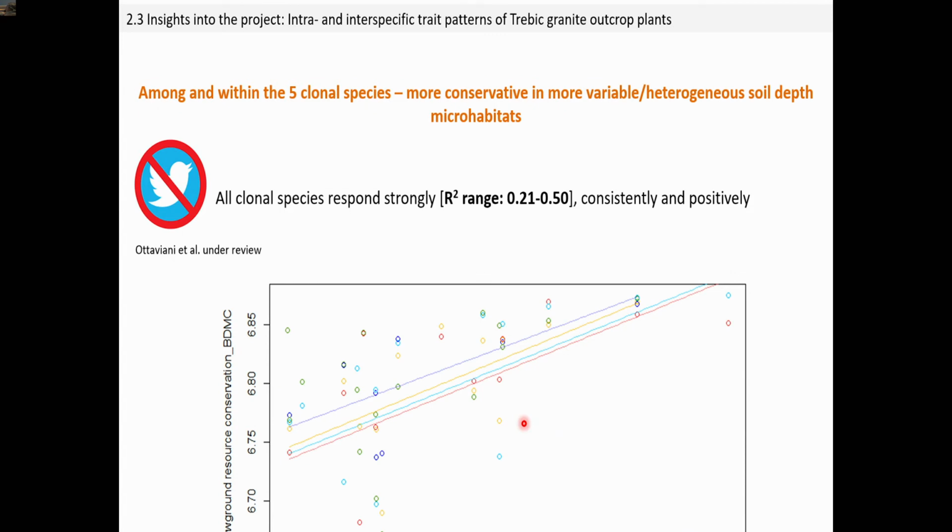Another example is not in relation to insularity, but in relation to soil depth variability, which can be seen as a proxy of macrohabitat conditions. Again, all 5 clonal species are behaving in a very similar way, becoming more and more conservative towards more variable and heterogeneous soil depth.